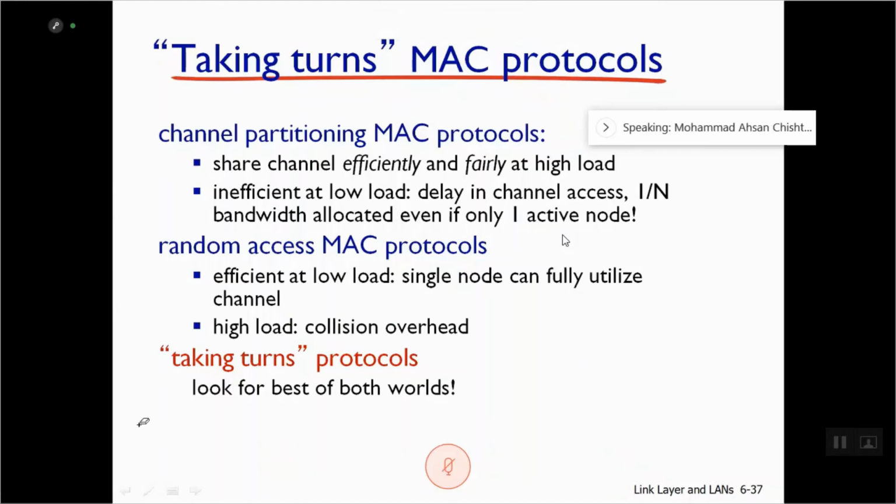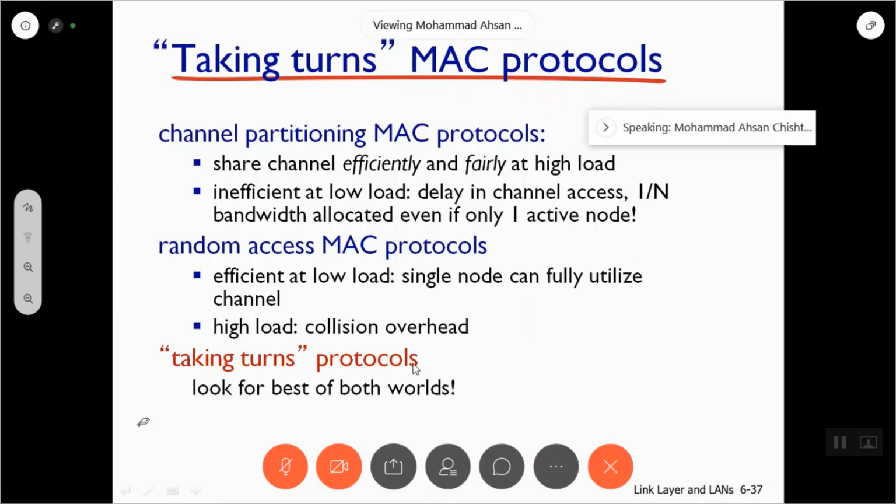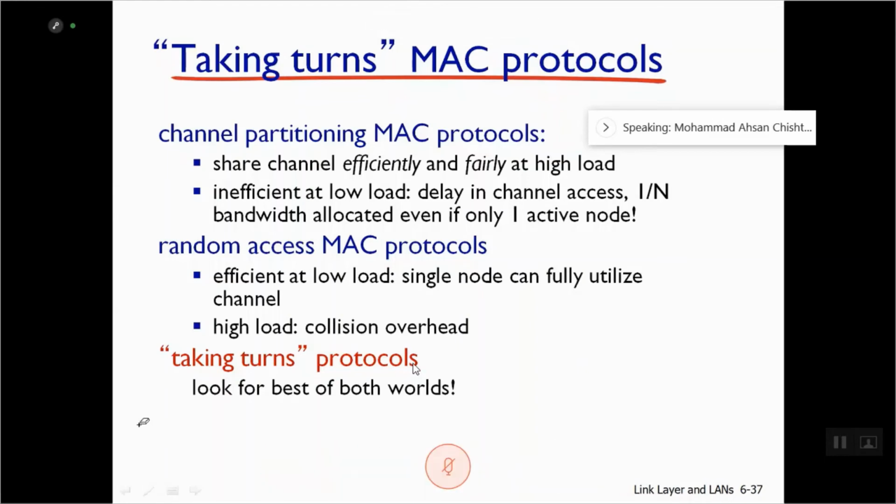So moving on to the next one that we have, the taking turns MAC. The desirable properties that we had for multiple access protocols: to have a throughput of R bits per second when only one node is active, and with n nodes, the throughput should be R divided by the number of nodes.